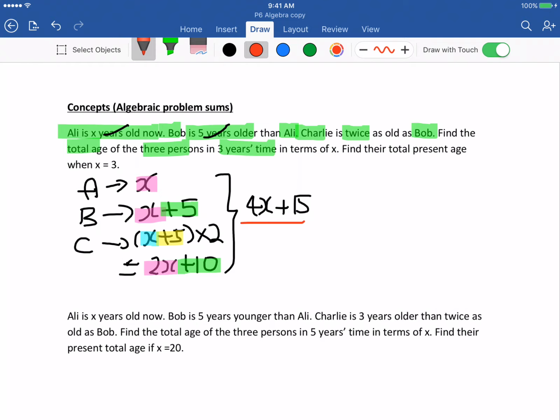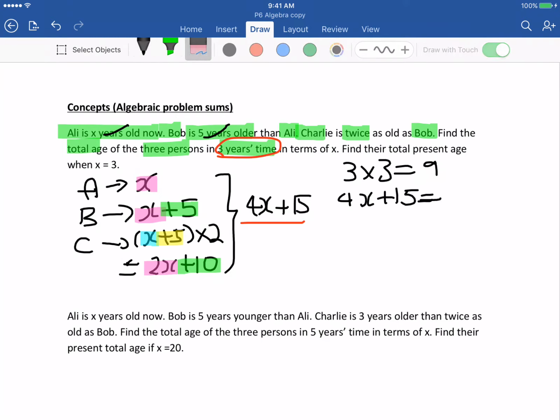However, the question wants their age in 3 years' time. So in 3 years' time, every person will grow by 3 years old. So what will be the total increment in their age? We will take 3 times 3, which is equal to 9. So how to find the total age in 3 years' time? We just take 4x plus 15 plus 9. So the answer will be 4x plus 24. Okay, that's actually the answer for this.